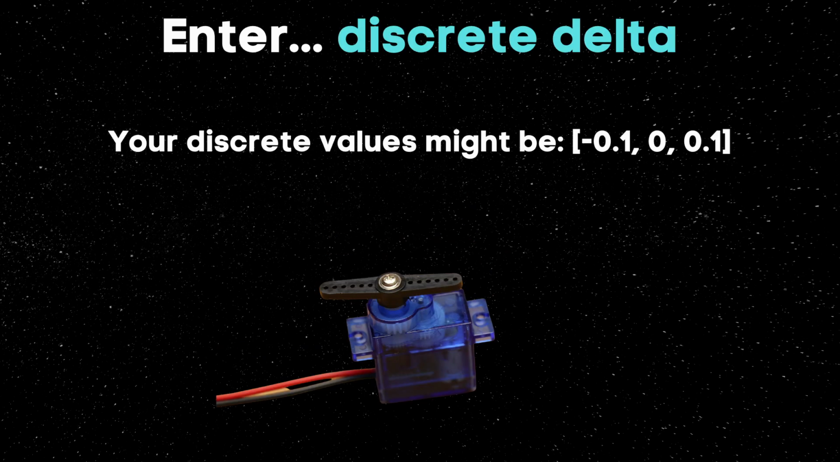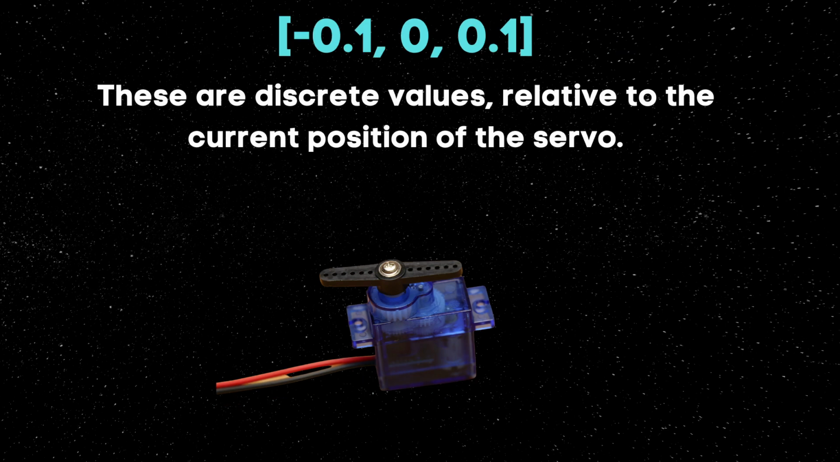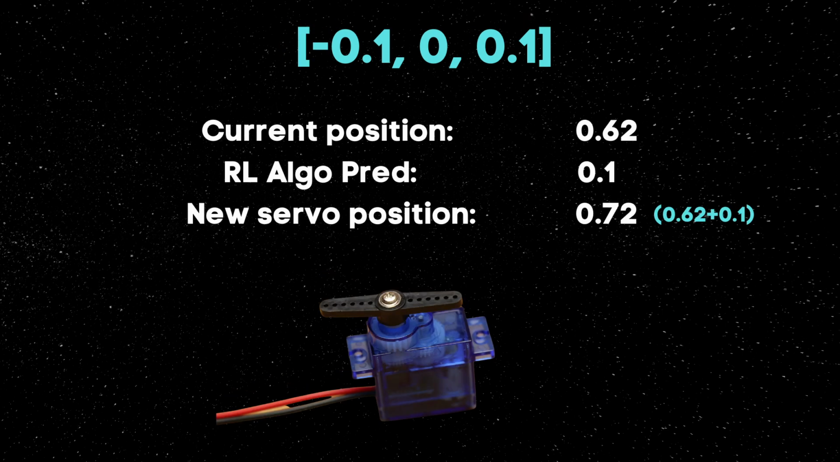So the concept of discrete delta aims to solve this. Consider having 3 discrete deltas, negative 0.1, 0, and 0.1. Think of these like relative values from the current position. Whichever of the 3 classifications of discrete values that the algorithm chooses is simply added to whatever your current position is. So no longer are there infinite possibilities or even 32,000 possibilities, there's really just 3. So imagine your current position is 0.62 and the algorithm picks 0.1. You add 0.1 to 0.62 and you get your new desired motor position of 0.72.